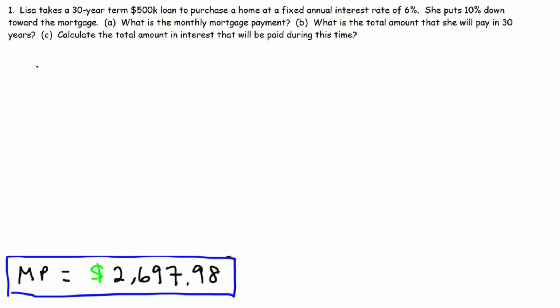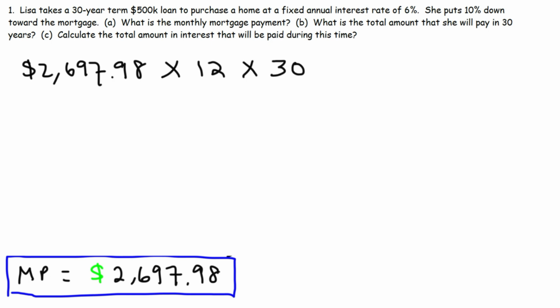So to calculate that, it's going to be the monthly payment times there's 12 months in a year, and then for 30 years. So to get B, all we got to do is multiply the monthly payment by the 360 months that are in the 30-year term. So she's going to make this payment 360 times. So the total amount that she's going to pay over 30 years is $971,272.80.